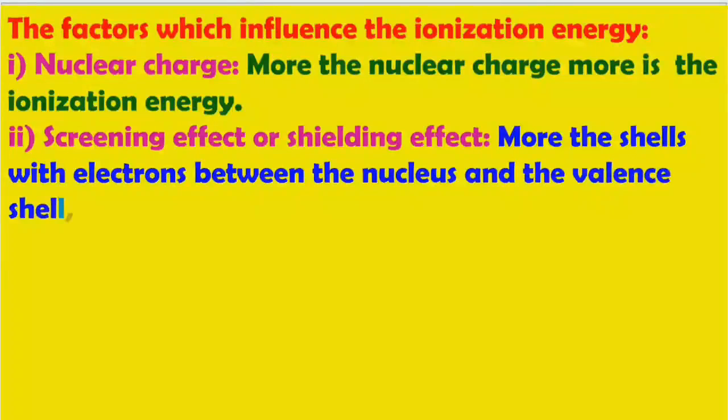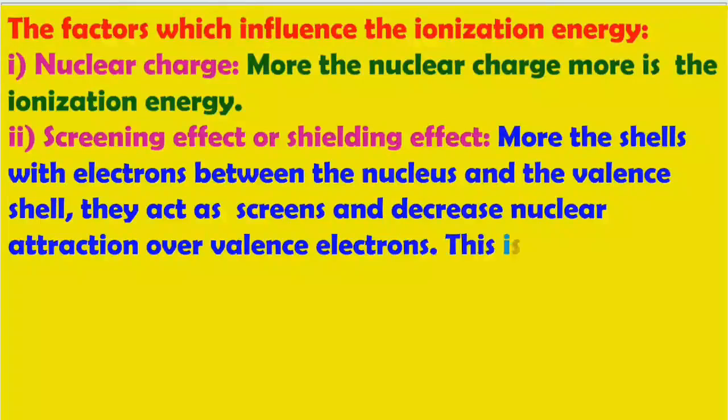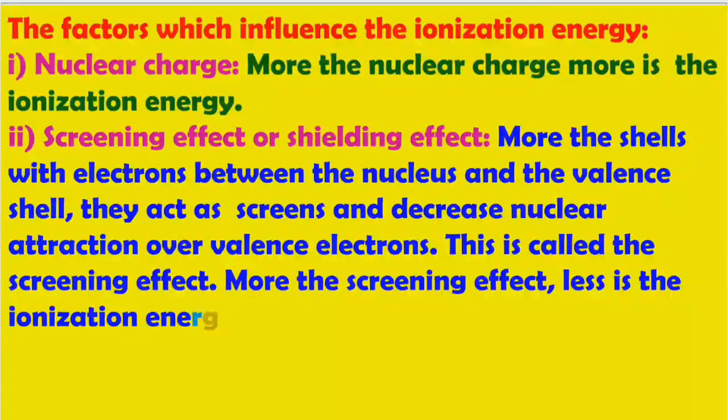The second one is screening effect or shielding effect. As the number of cells with electrons between the nucleus and valency shell increases, they act as screens and decrease nuclear attraction over valency electrons. This effect is called screening effect. More the screening effect, less the ionization energy. When the screening effect is more, nuclear attraction on valency electrons decreases. So with a lesser amount of ionization energy, we can remove the valency electrons.